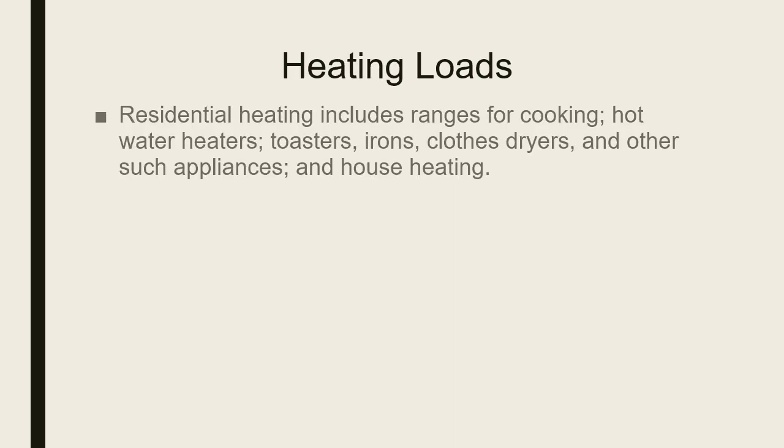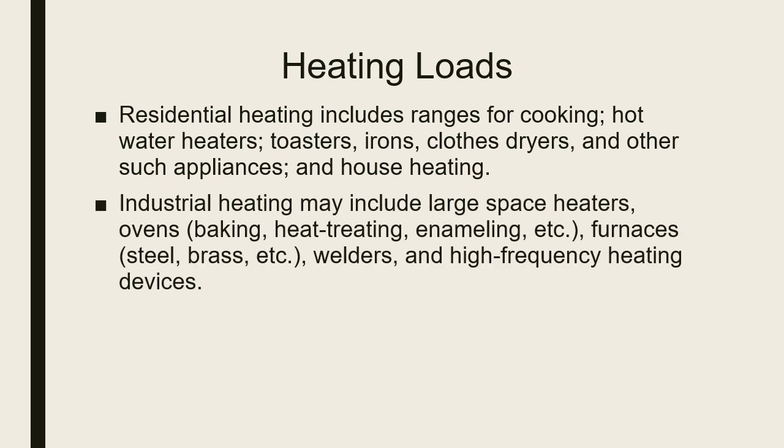Heating loads. We have two types, residential heating and industrial heating. Residential heating includes ranges for cooking, hot water heaters, toasters, irons, clothes dryers, and other such appliances, and house heating. Industrial heating may include large space heaters, ovens for baking, heat treating, enameling, and others, furnaces such as steel, brass, and others, welders, and high-frequency heating devices.